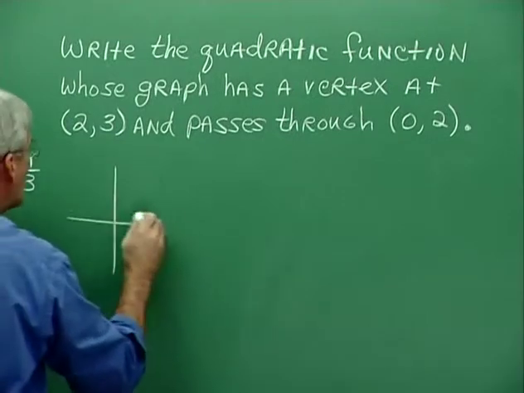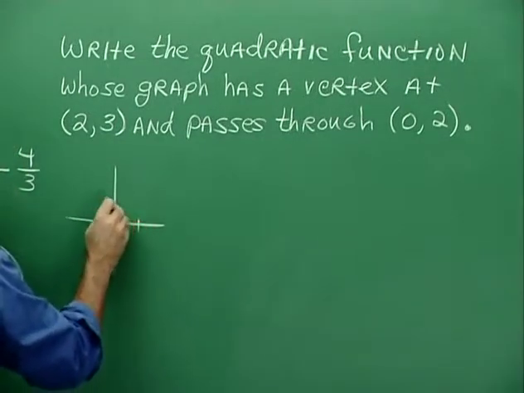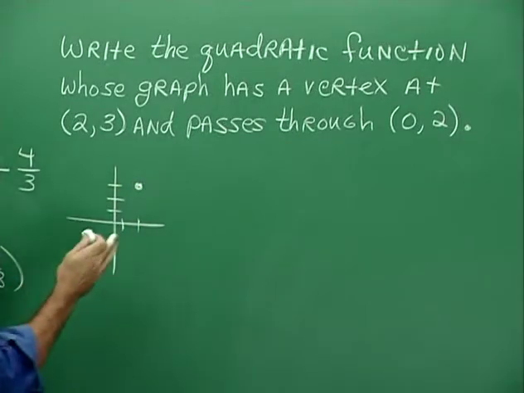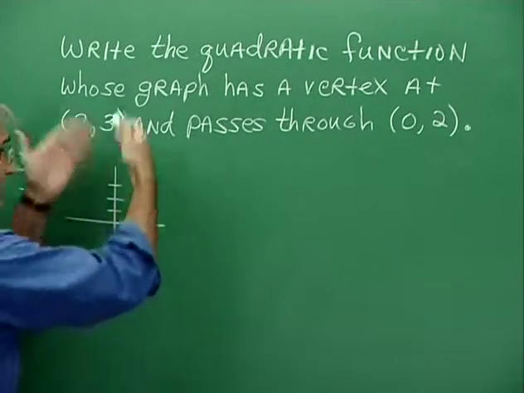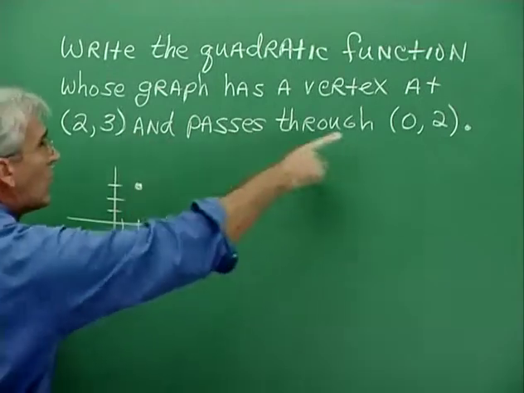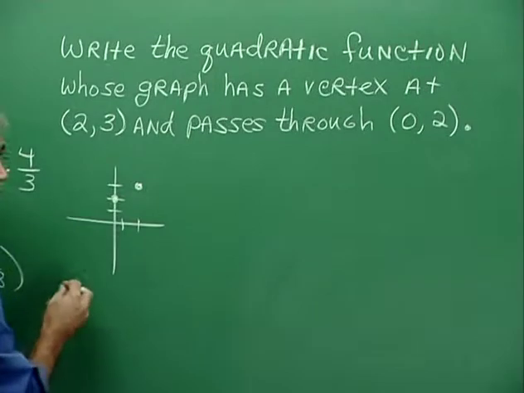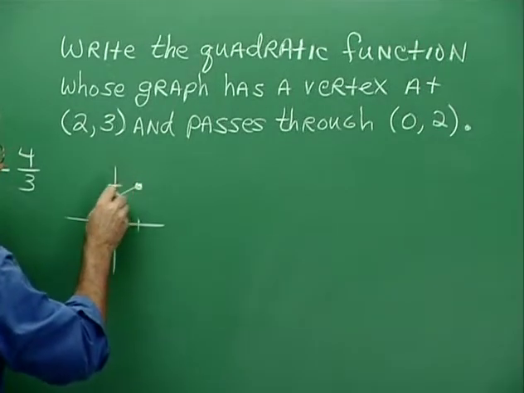We want a quadratic function whose graph has a vertex at this point. Let me sketch that. We have at 2, 3 a vertex. And the graph is going to go through, see, right now we don't know whether it opens up or down, but it goes through the point 0, 2. Okay, it goes through this point. So the graph then is going to look like this.